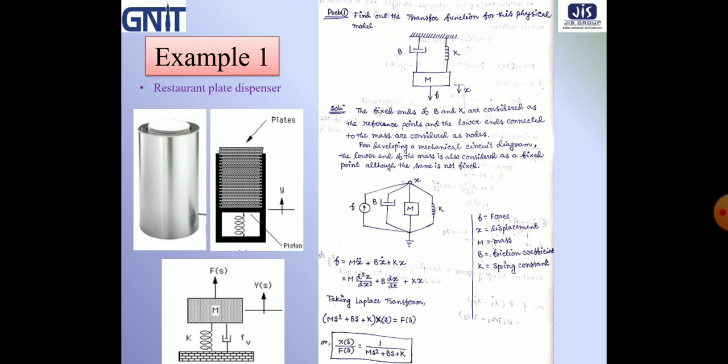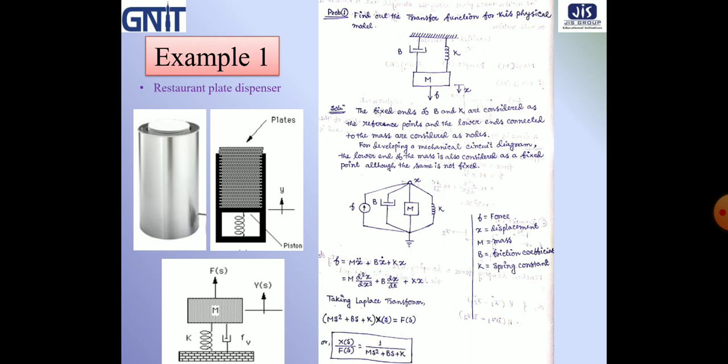First of all, we have to draw the mechanical circuit diagram. In our problem, the mechanical system will be given, but we have to first draw the mechanical circuit diagram. Now how can we draw the mechanical circuit diagram from that mechanical system?